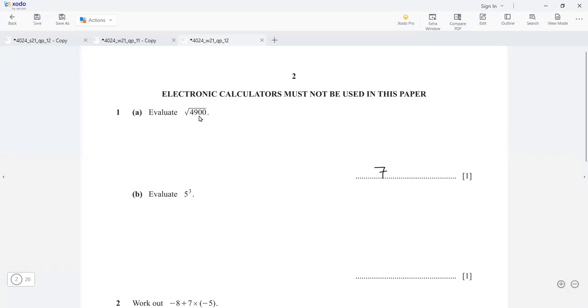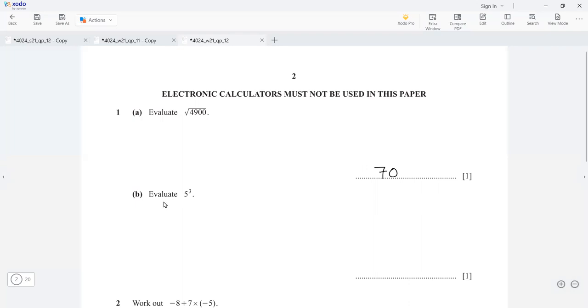So how many zeros are there? There are two zeros. So we have to divide the number of zeros by 2. So 2 divided by 2 is 1. So we have to write down 1 zero with that 7. That will be the square root of 4900.